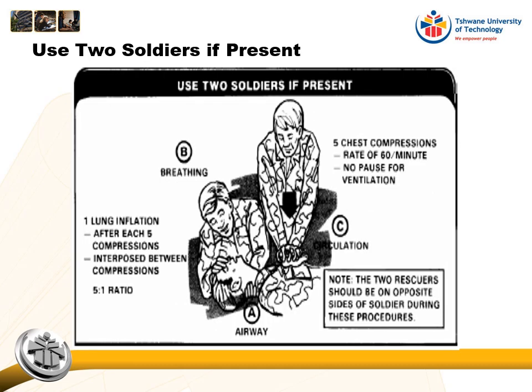When you're checking for ABC, which is the airway, breathing, and circulation, if possible, use 2 rescuers. So one should do the lung inflation and the other one is doing the compressions. So 1 lung inflation after each 5 compressions, interposed between the compressions. So the ratio will be 5:1. So after each 5 compressions, you do the lung inflation.